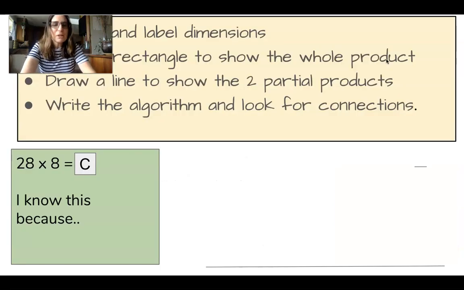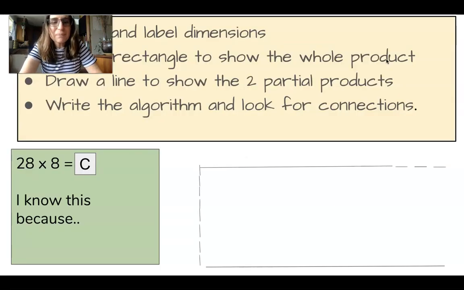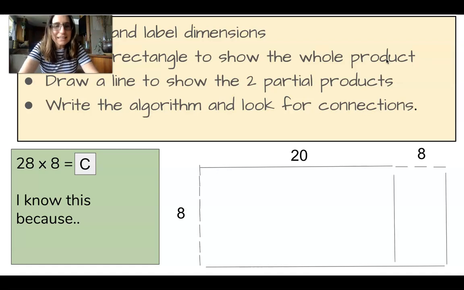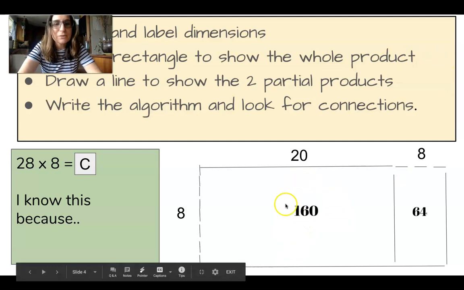Let's sketch and label the dimensions first, just like our first lesson, and it's going to be a rectangle to show the whole product with our dimensions of 8 and 28. We are going to draw a line with our two partial products. Do that now on your paper. And let's go ahead and find the products inside of that area. We know that 8 times 20 is 8 times 2 times 10. So 8 times 2 is 16, times 10 is 160, and 8 times 8 is 64. We have those two areas right here inside of our rectangle.